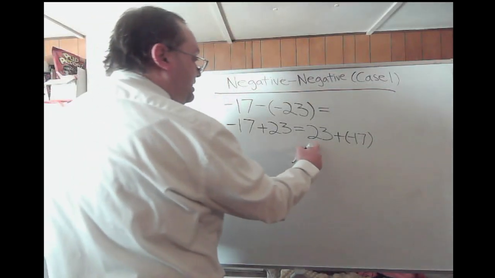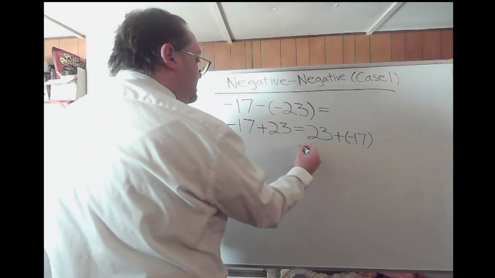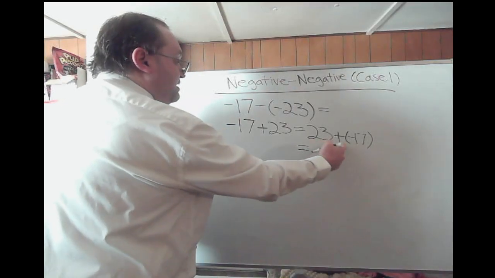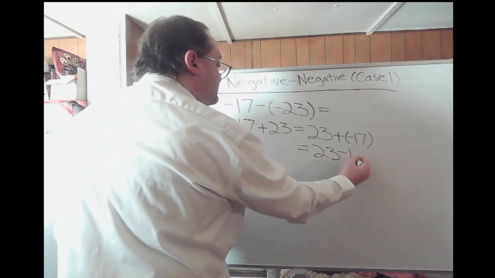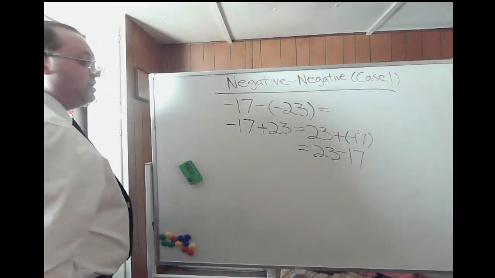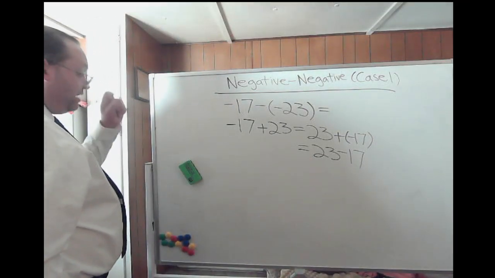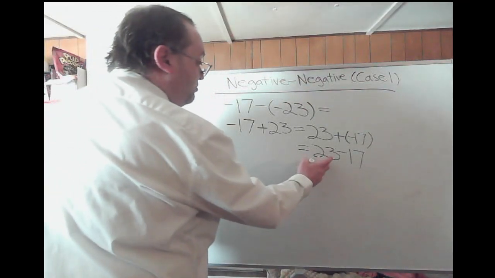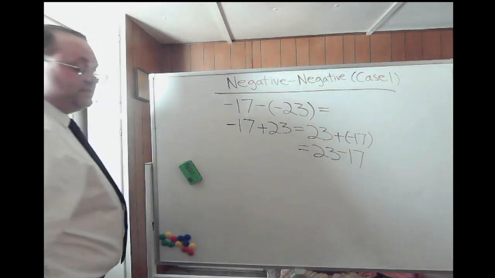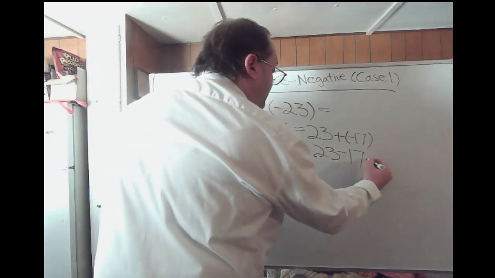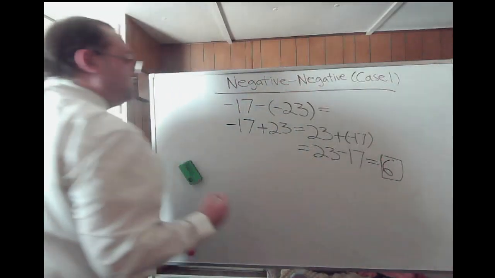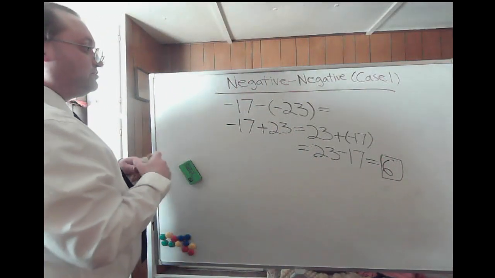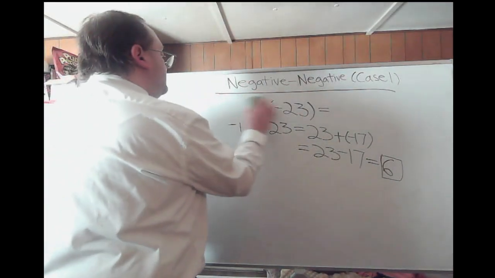So 23 plus negative 17, well, whenever you add a negative number, that's the same as subtraction. It would be 23 minus 17, which, whenever you have the first number being greater than the second number in the subtraction, you always get a positive number, which would be 6. The answer to this one would be 6. Alright.